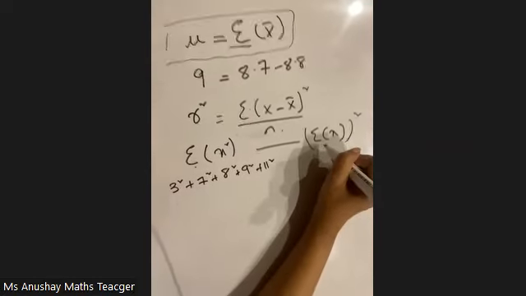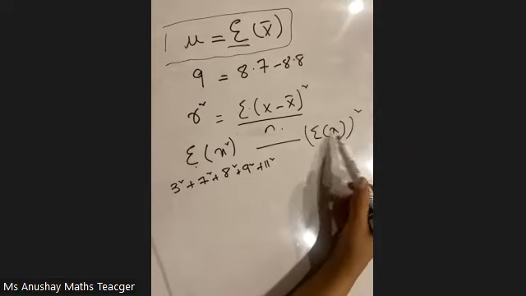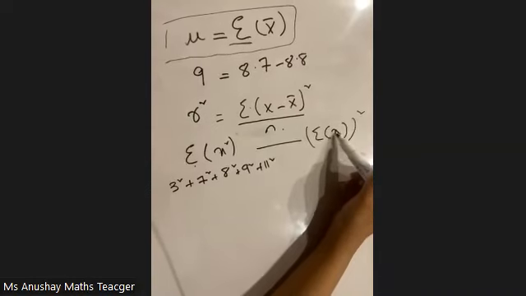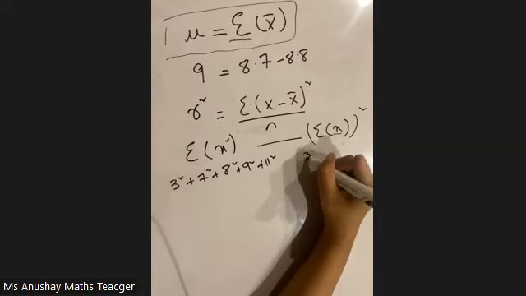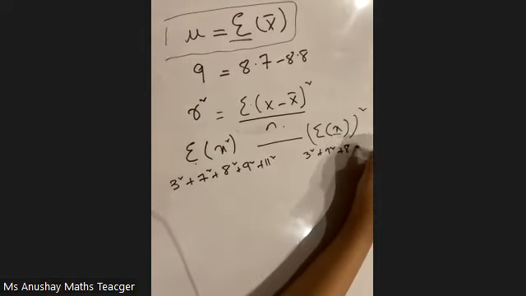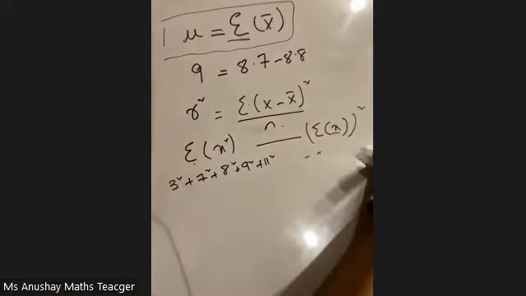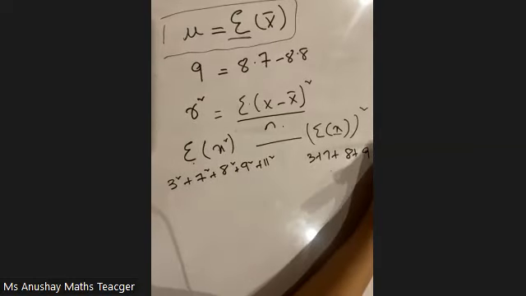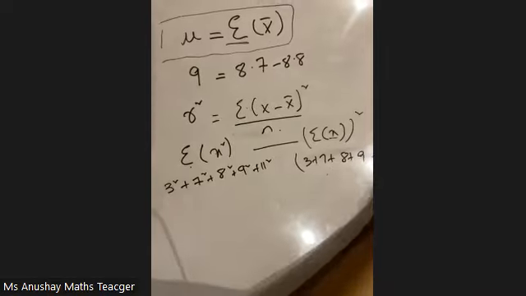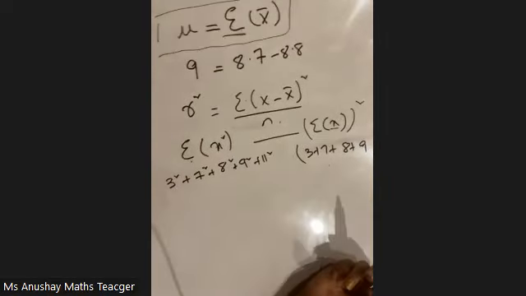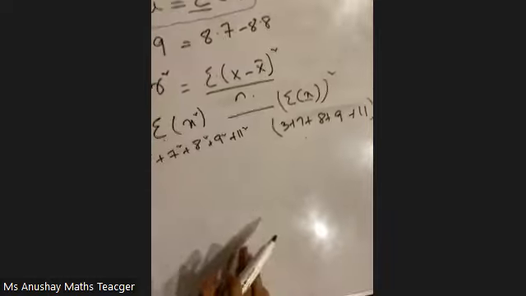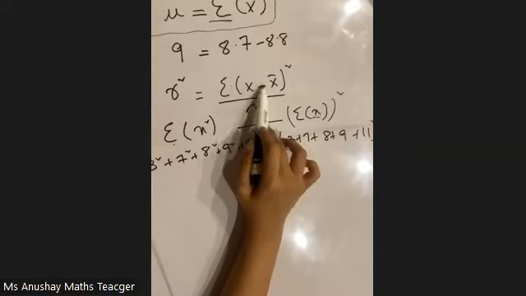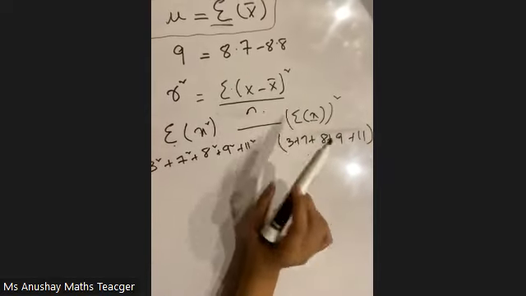However, over here, how do I read this? Summation of x, then squared. First, you take out the sum of x, so 3 plus 7 plus 8 plus 9 plus 11, and then you square it. So these values will be very different, right?